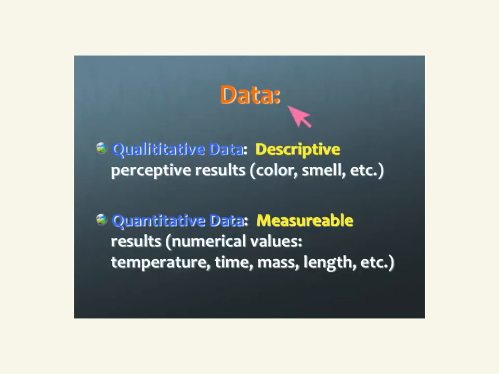There are 2 types of data you're going to collect. There's qualitative data and quantitative data. Qualitative data is just descriptive. What do you see? What do you smell? What do you hear? The quantitative data is going to be measurable, so it's going to involve some type of a number. So in my mouse example, the measurable data would be the actual heart rate, whereas the descriptive data would be maybe what the mice are doing.